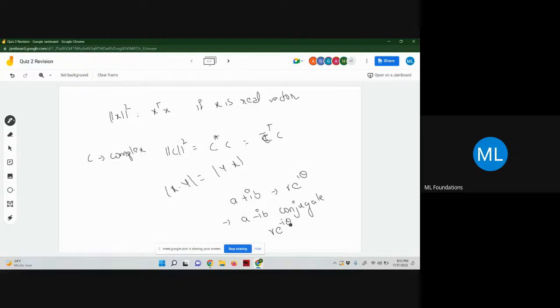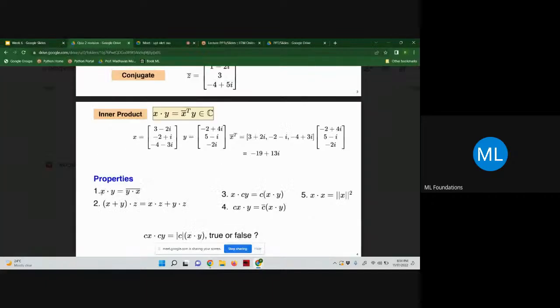The conjugate is the same one where the angle is negative, with respect to clockwise instead of anti-clockwise. If the angle is clockwise, then that will give you the conjugate. And the conjugate of the conjugate is going to give you the same number. So basically, the conjugate of A minus IB is A plus IB, and the conjugate of A plus IB is A minus IB. Since x dot y is equal to the conjugate of y dot x, we can say that the length of x dot y is equal to the length of y dot x. But x dot y is not equal to y dot x.